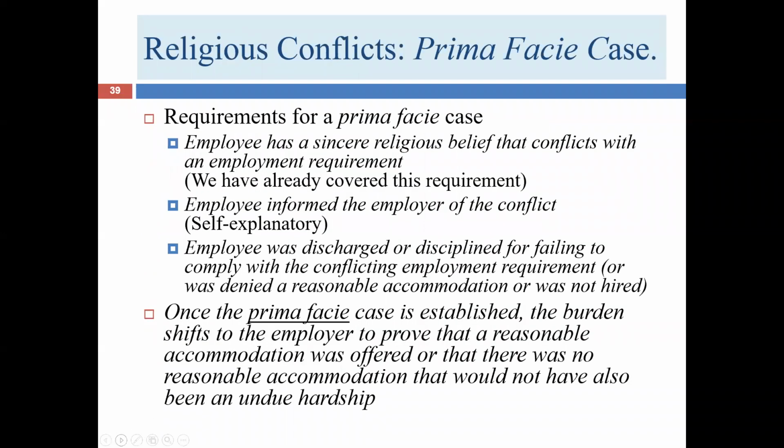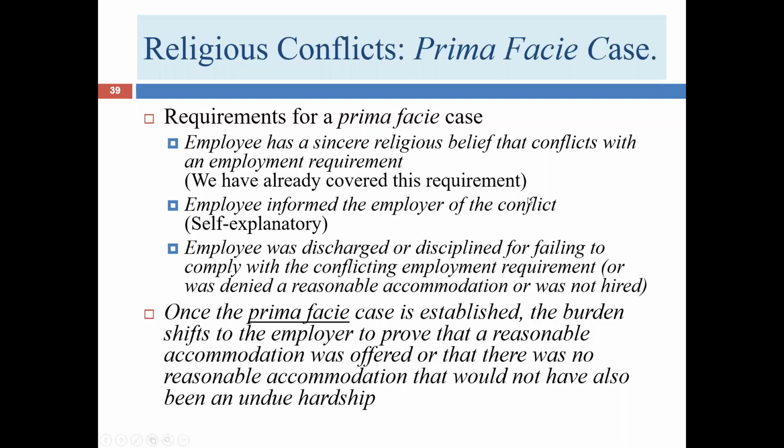Let's begin. So we've talked about the prima facie case in several different contexts: in race discrimination cases, in national origin discrimination cases, in sex discrimination cases. It's a similar equation that we have here for religious discrimination, but it's a little bit different because of the reasonable accommodation aspect to religious discrimination cases.